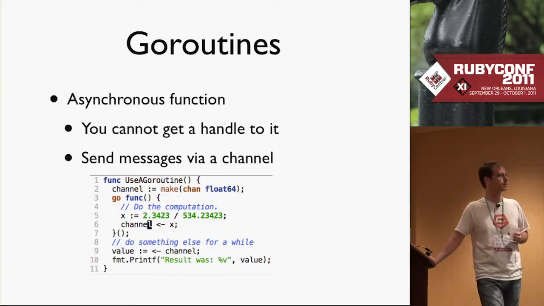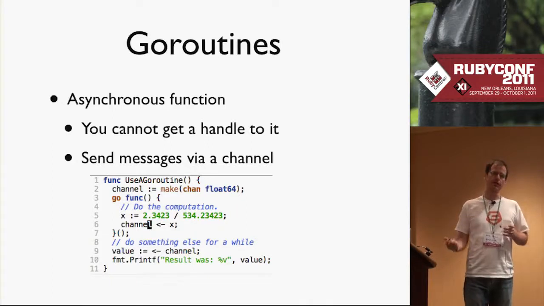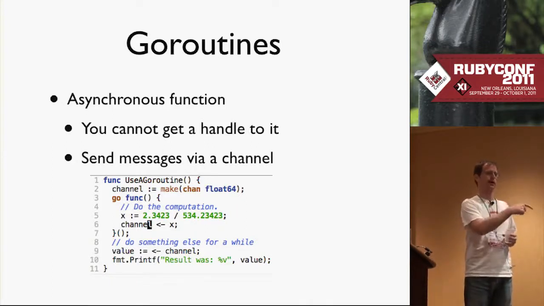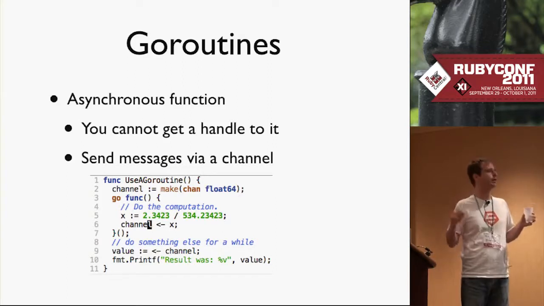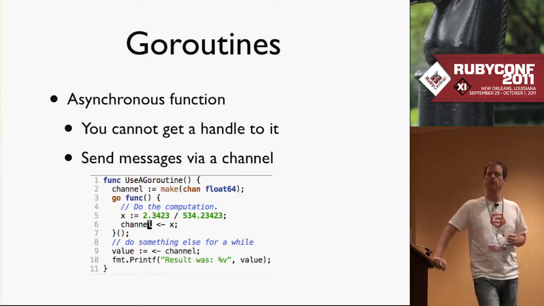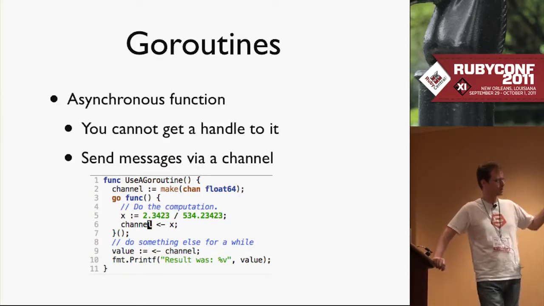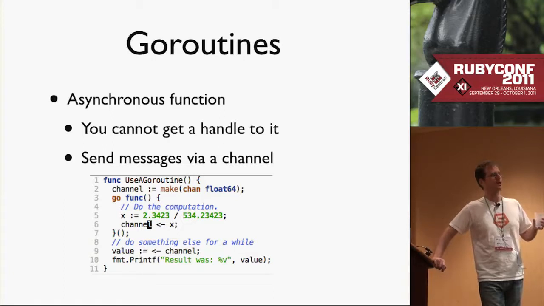They're just anonymous functions. You spin them up, and you can't get a handle to it. It's not like a thread where you've got a handle to it in a local variable. Once you spin it off, it's gone. The only way you can communicate with it is through a channel. And so I've got a function here that shows a very, very simple example of using a Goroutine to perform a calculation and to pipe the result back to the channel.